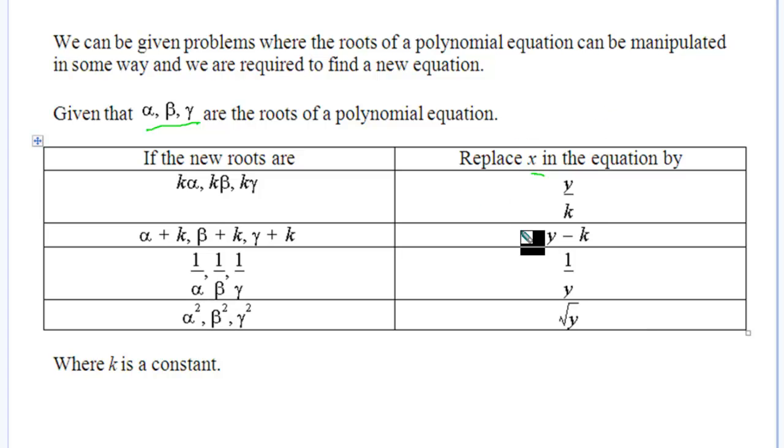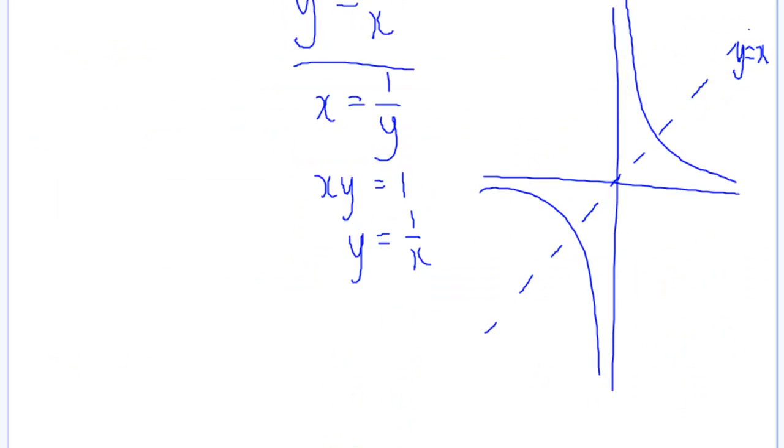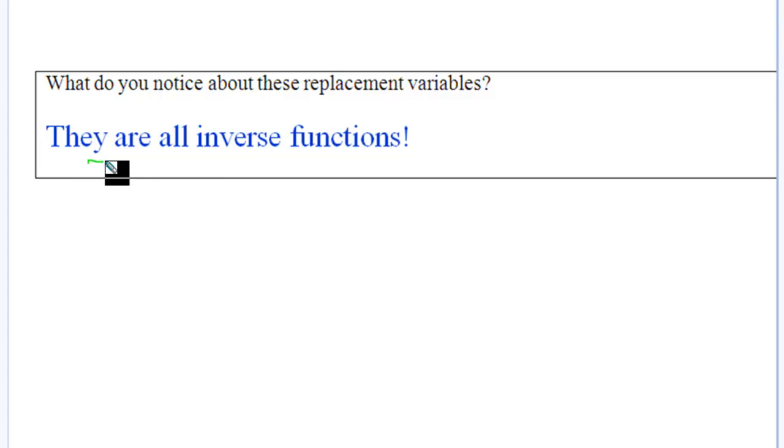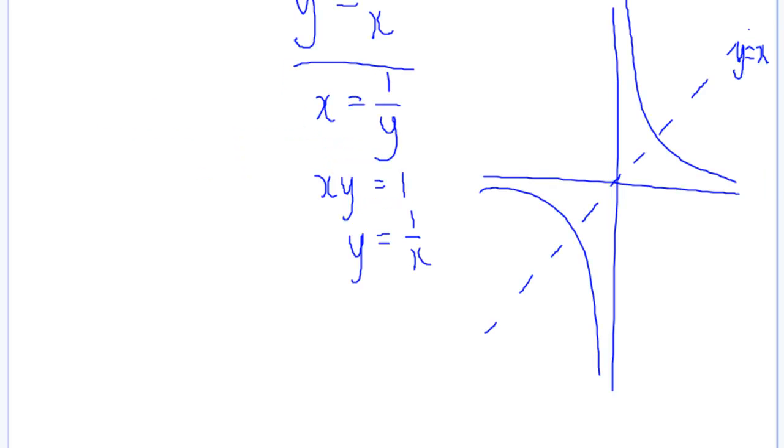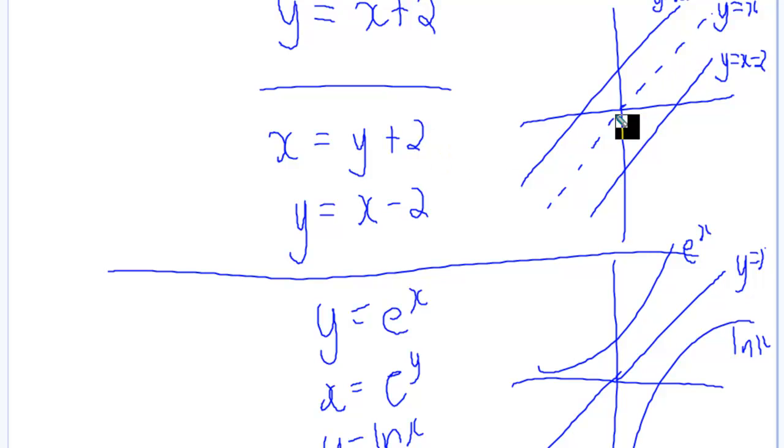What we're hopefully noticing is that we want to replace with all the inverse functions. So the replacement variables will be inverse functions. When we talk about inverse functions, we're looking at curves that are reflections. So the inverse of y is equal to x plus 2 would be y is equal to x minus 2, because we've swapped the x and y over. And for an exponential curve the inverse would be a log function. We've talked about that before because we see a reflection of that in e to the x.